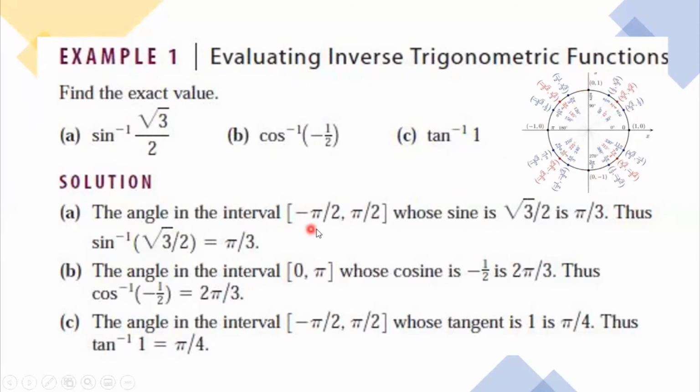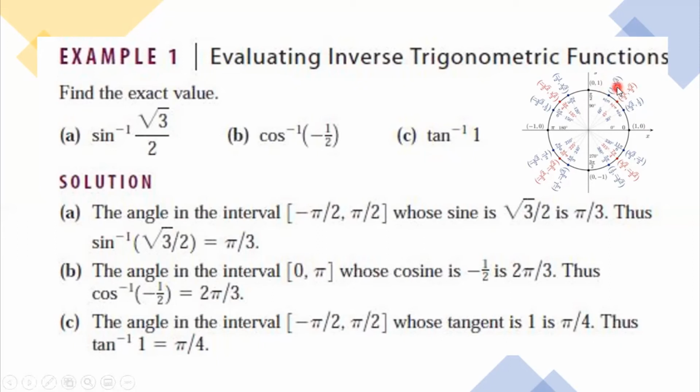Now, what is the angle that is in between this interval, negative pi over 2 to pi over 2, whose sine is square root of 3 over 2? Whose sine is positive square root of 3 over 2? To find an angle whose sine is square root of 3 over 2, this one is not the one because it should be positive. This is not the correct one. Then the answer is this one.